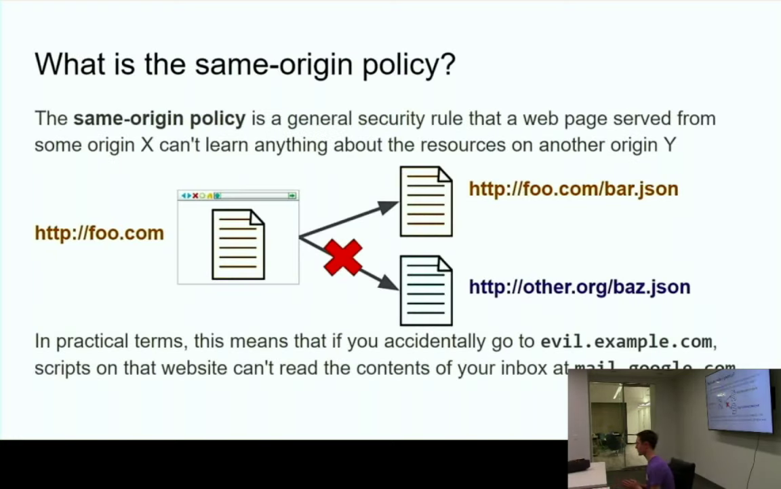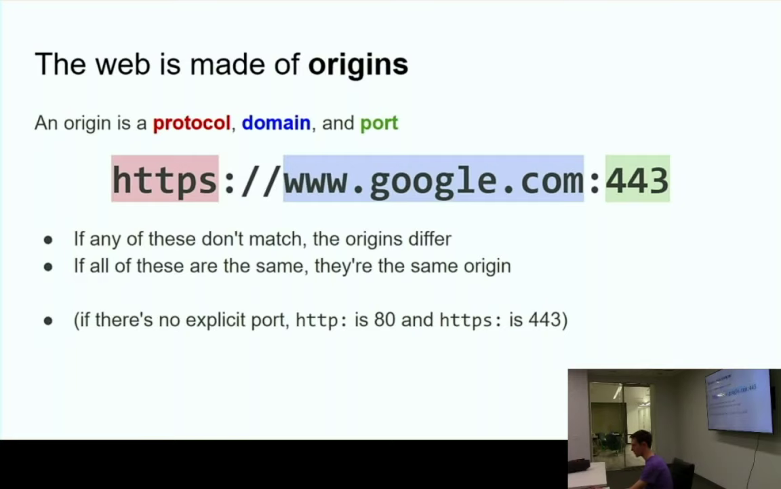Here is the central problem that we're going to solve. I'll set the stage here. You've got this web page on foo.com that you're running, and you want to fetch another resource from the web. If there's another resource on foo.com, you can do that no problem. Your browser will just fetch it. If it's on some other .org, it will not fetch it because, as I mentioned, this is a different origin.